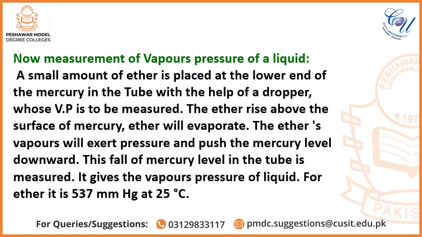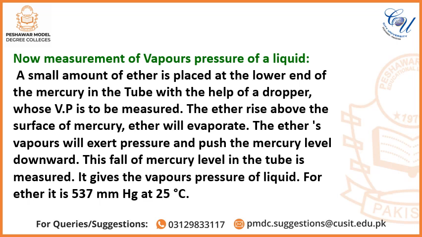Now, measurement of vapor pressure of a liquid with the help of the barometric method. Dear students, a small amount of ether, whose vapor pressure is to be measured, is placed at the lower end of the mercury tube with the help of a dropper. The ether rises above the surface of mercury. Ether will evaporate. The ether's vapors will exert pressure and push the mercury level downward.